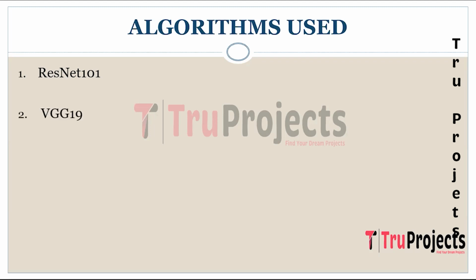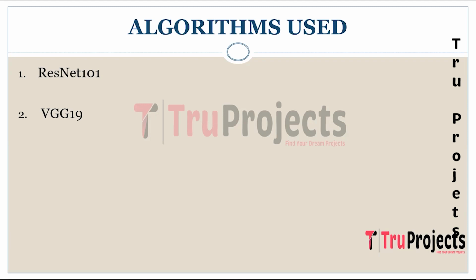The next algorithm that we have used is VGG19. It is another convolutional neural network architecture that is part of the VGG family, developed by the Visual Geometry Group at the University of Oxford. It is known for its simplicity and uniform architecture comprising 19 weight layers. VGG networks are characterized by the repeated use of 3x3 convolutional filters and max pooling layers, resulting in deep feature learning.